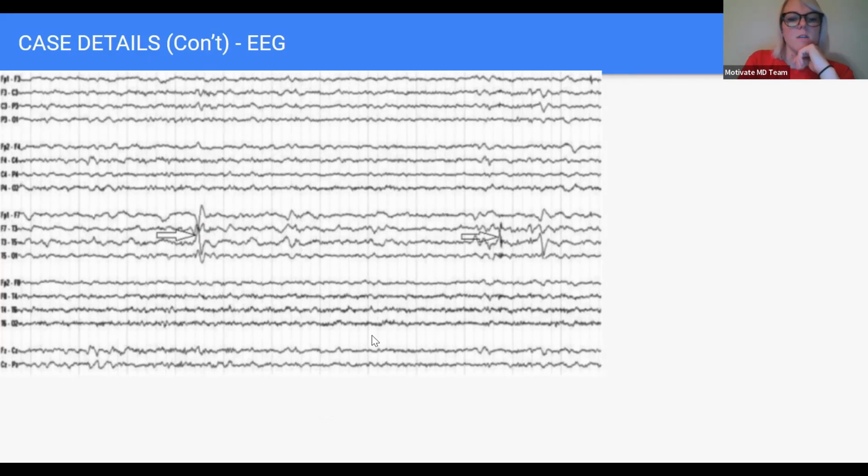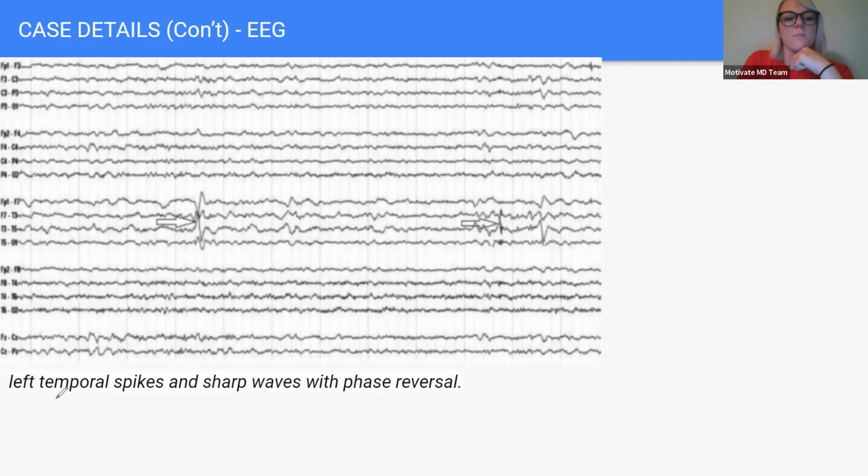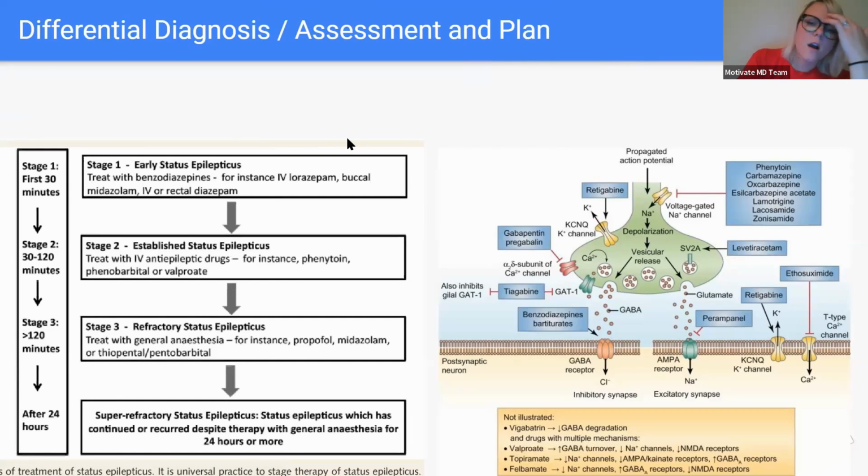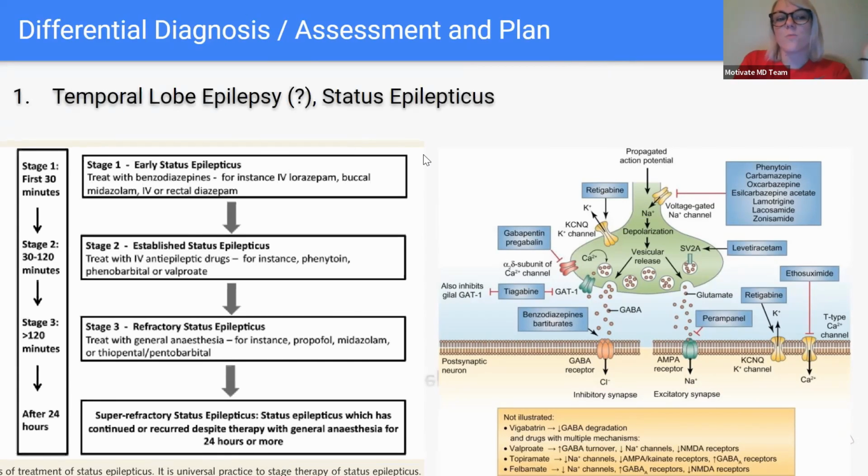All right. And this was the read for this: left temporal spikes, sharp waves with phase reversal. So good, you got the temporal lobe correctly. Here we're at our diagnosis, our assessment and plan. As you indicated, we're calling this temporal lobe epilepsy. I put a question mark there because we saw it in this one EEG. Do we know it's epilepsy yet? Epilepsy by definition is multiple seizures. If you have one seizure, that doesn't make you an epileptic, because you can have one seizure for a multitude of reasons. You can have a febrile seizure, you can have it because of alcohol, because of withdrawal of alcohol, or because of a brain tumor. That doesn't make you necessarily an epileptic.